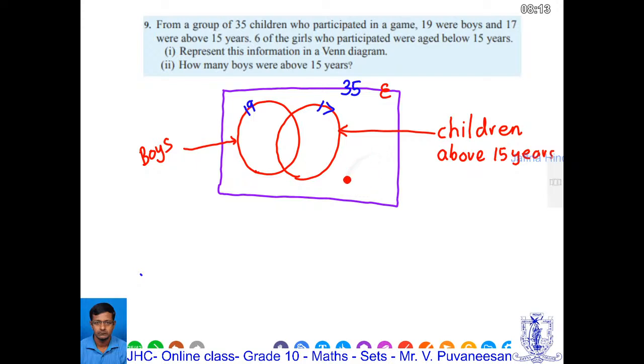So for this, out of these two circles, below 15 years and girls. Okay, this is 6. 6 of the girls who were aged below 15 years. So they are girls, so they should be outside this circle, so we can put 6 here, outside the 2 circles. Okay, we represent this information in a Venn diagram.